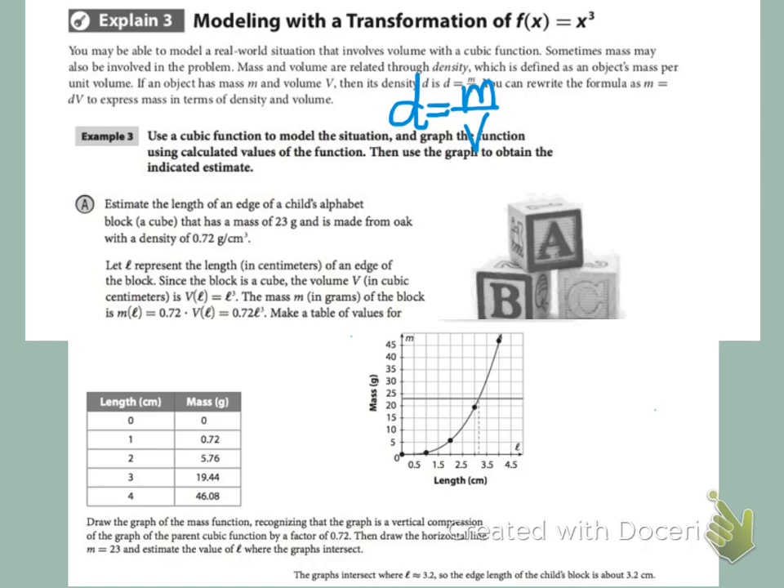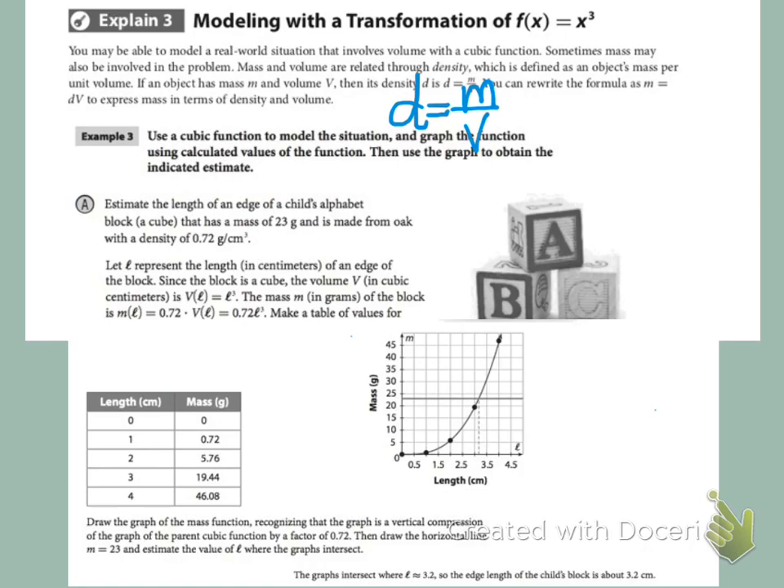Sometimes mass may also be involved in the problem. Mass and volume are related through density, which is defined as an object's mass per unit volume. If an object has mass m and volume v, then its density d is equal to m over v. I just wrote that a little bigger. You may have seen that before in science, right? Density equals mass over volume.